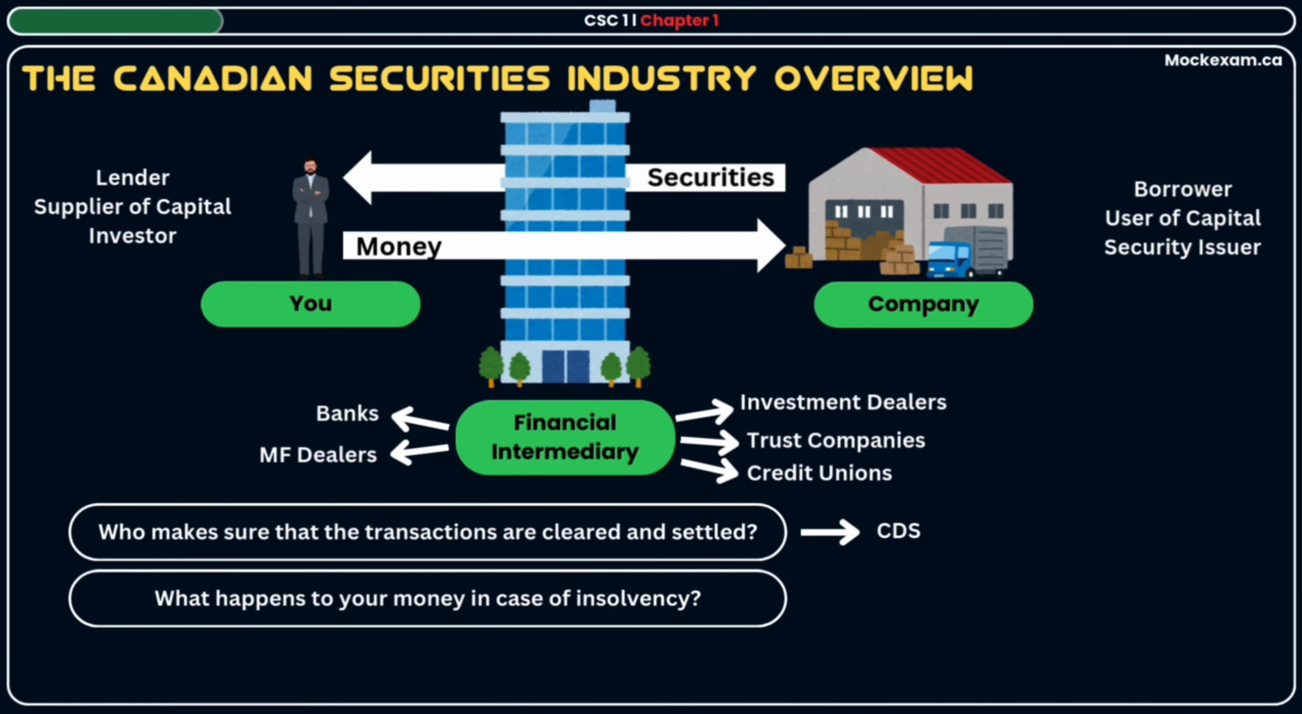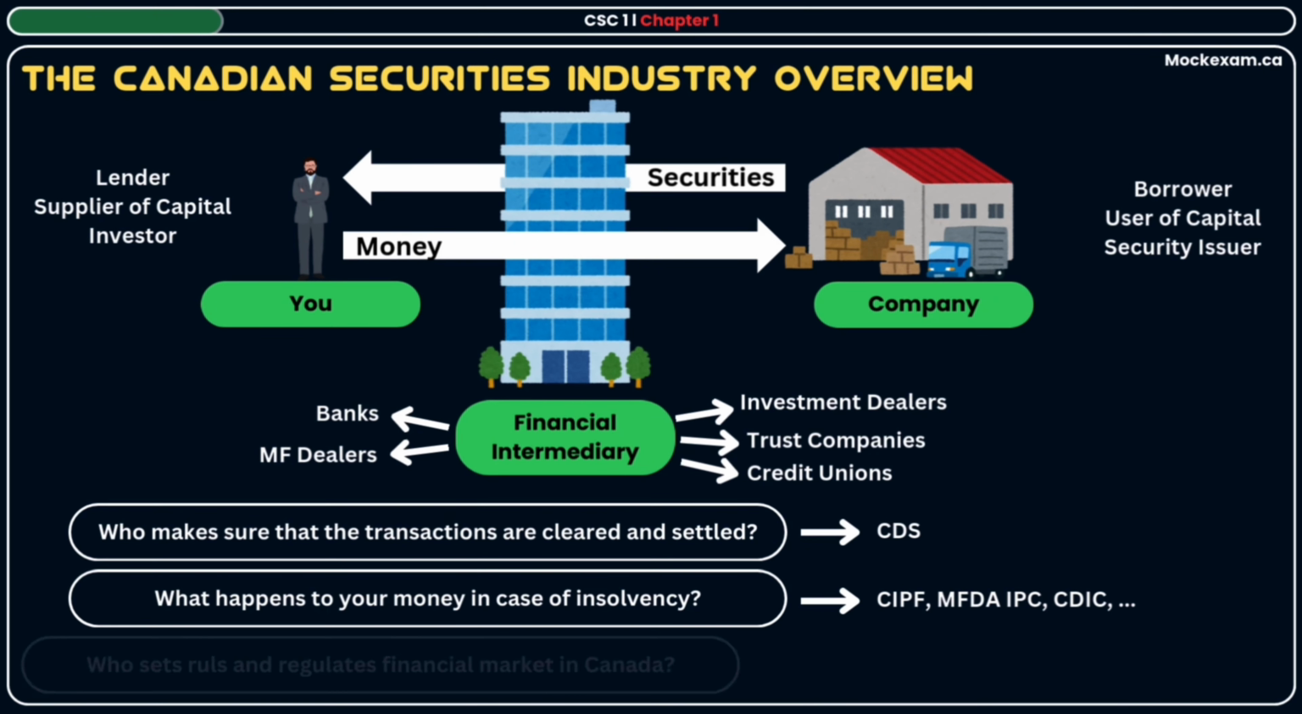Question number two. Let's say the financial intermediary got broke and insolvency happens. What happens to your money? Who's going to pay you back? The answer is organizations like CIPF, or Canadian Investor Protection Fund, that act as an insurance and make sure that your money is safe in case of insolvency.